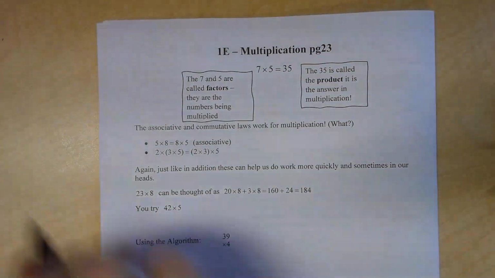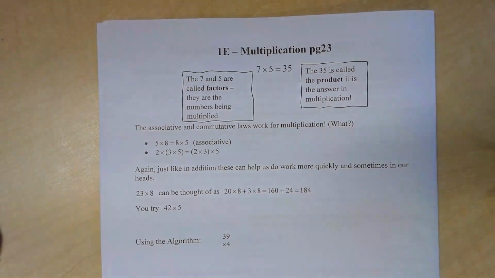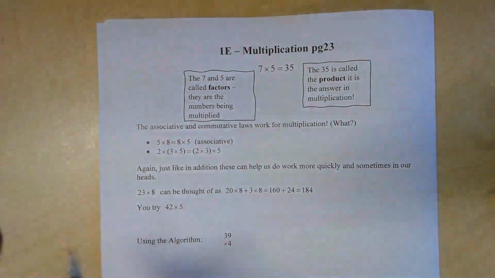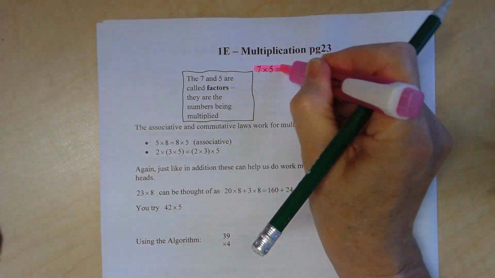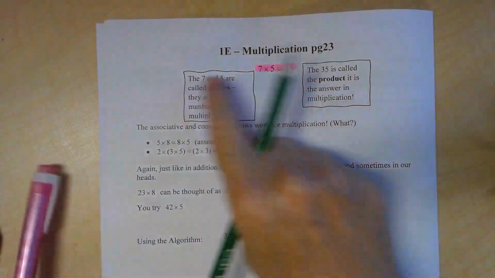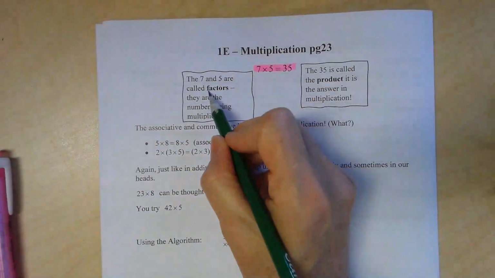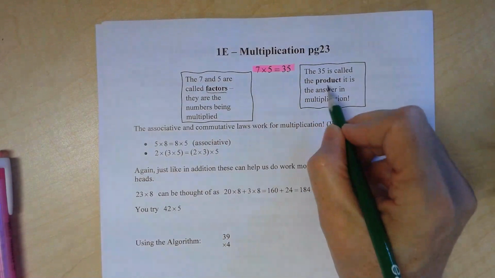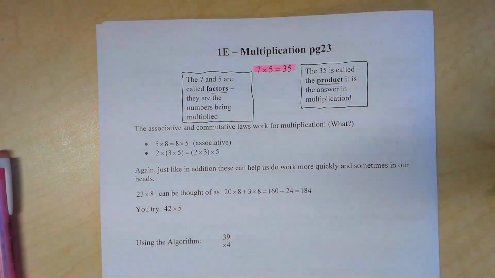Okay, girls, this is 1E multiplication. I've put an example at the top. 7 times 5 equals 35. And 7 and 5 in this problem are called factors. They're the numbers being multiplied. And the 35 is called the product. That's the answer in multiplication.